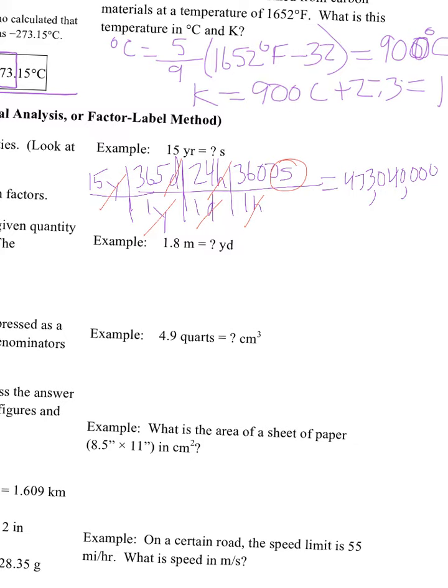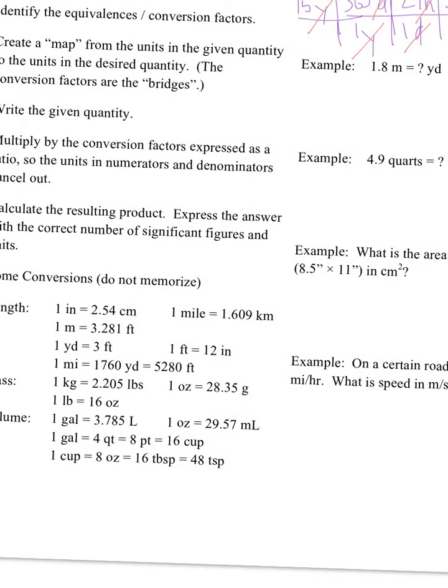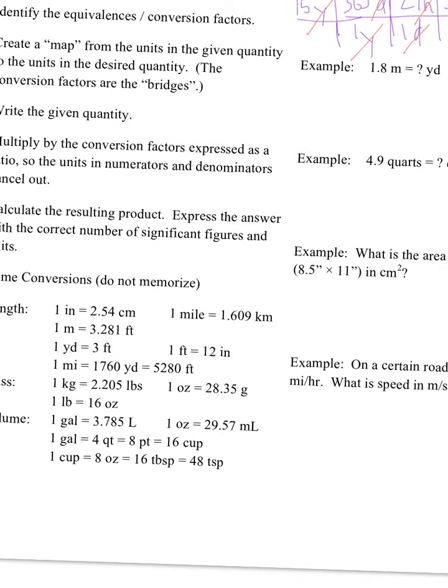All right. The next example, 1.8 meters is how many yards? So let's go back over here and look at what we have for conversion factors. What's my relationship in yards? I have yards to feet. I have feet to inches. None of those meters. Oh, here I have meters to feet. So I can go yards to feet and feet to meters. Okay, so let's move back here.